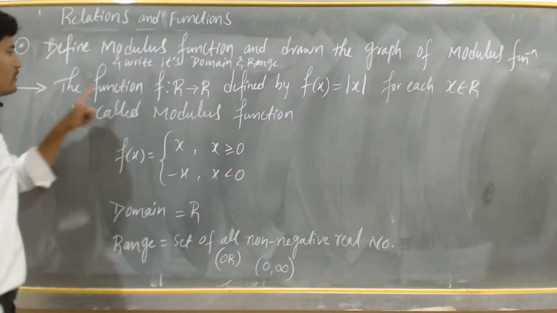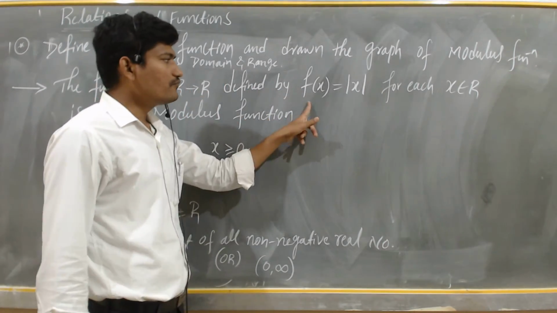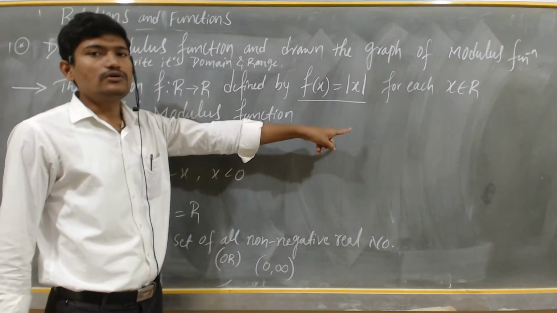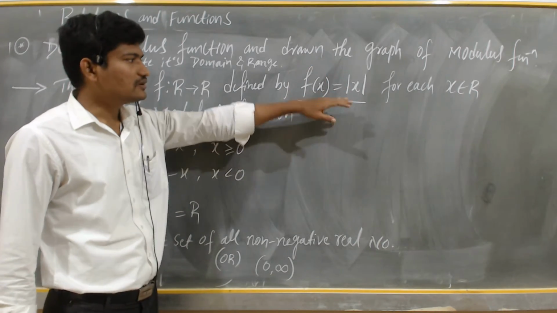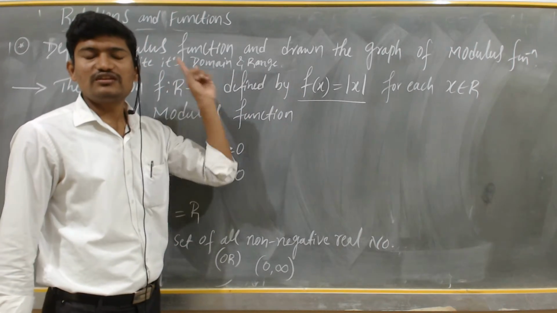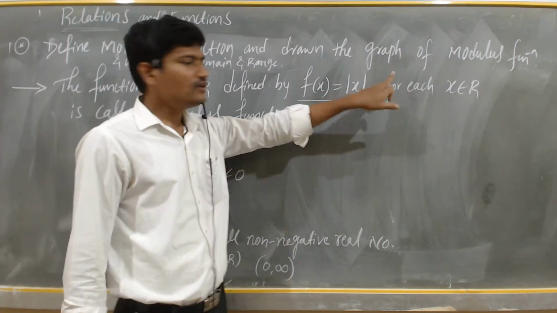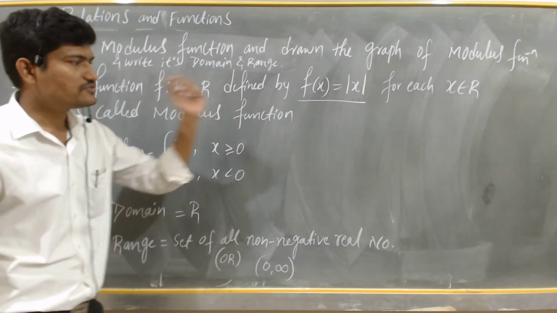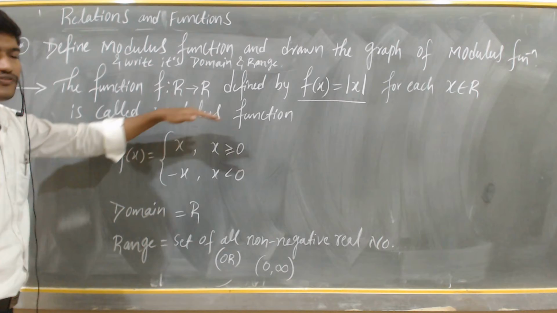The function f from R to R defined by f of x equal to modulus x. This condition is very important in your problems or otherwise in your examination. If they ask directly, we must understand that the given function is a modulus function. f of x equal to modulus x, for each x belonging to capital R, whatever x value you substitute, it must be a real number. This is called a modulus function.